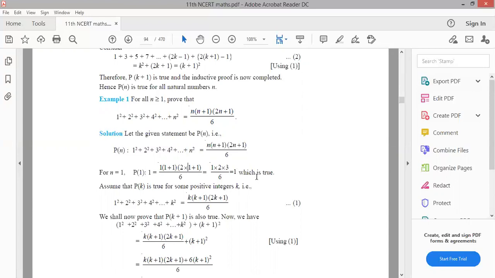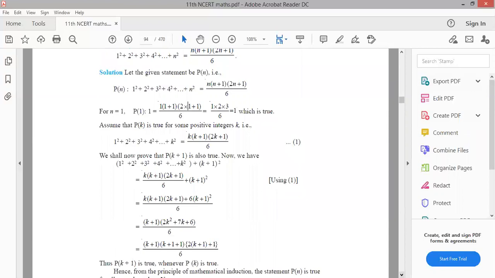Yes, that's true. So the truth of this equality implies that the result is true for n equal to 1. So the basic step is proved. What's in the next step? In the next step, we first of all assume that the result is true for n equal to k. If the result is true for n equal to k, it is the assumption. There is no proof in this assumption. We assume this is true.